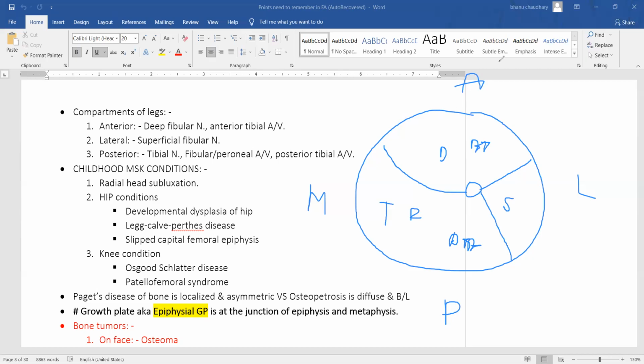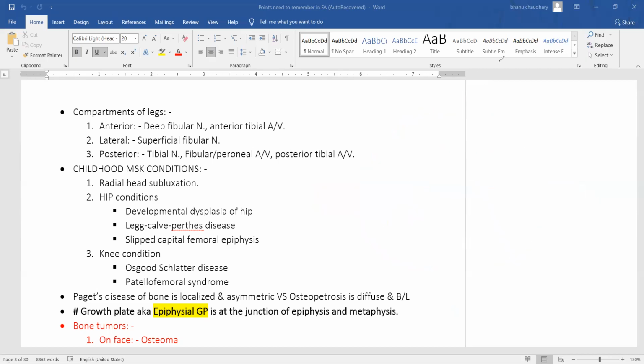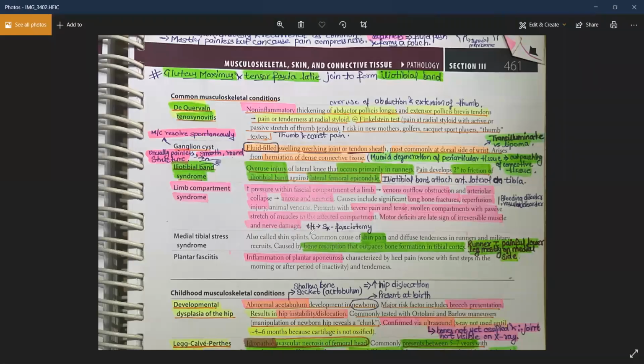These are the contents of the compartments. Now, whenever the pressure is increased in any of the compartments, due to the increase in pressure, I can get the compression of arteries and veins. I can get the impingement of the nerve also, right?